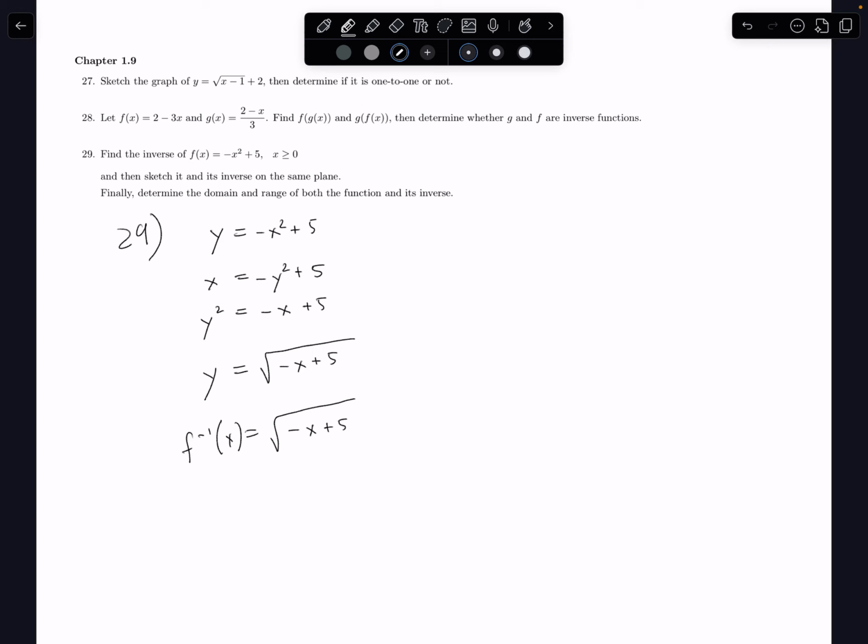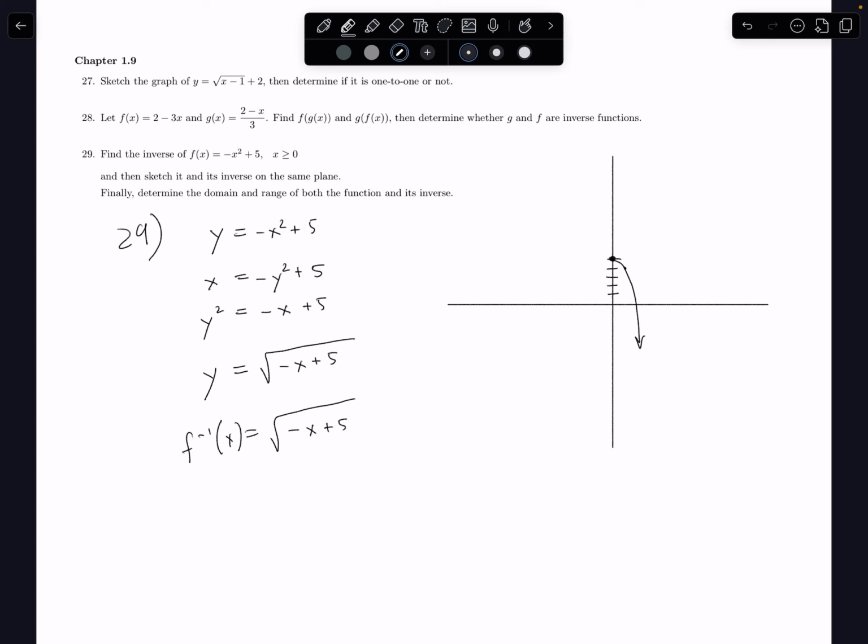Now I'm going to sketch the inverse and the original on the same plane. Just following the directions here. Okay, original function is negative x squared plus 5. That's a translation of 5 up, 2, 3, 4, 5. Negative means it opens downwards. And it's only for x bigger than or equal to 0. So that's only this half of it. Right one, down one. Like this, yeah? That's the original function.